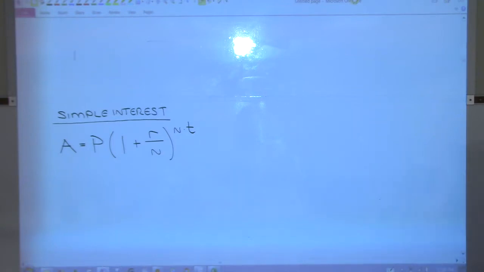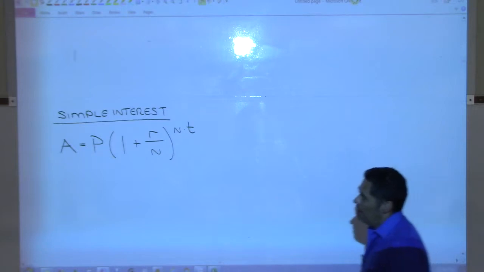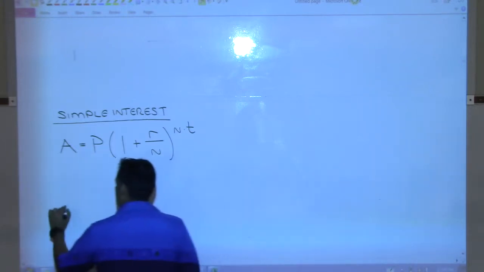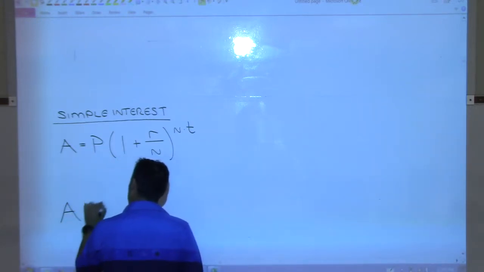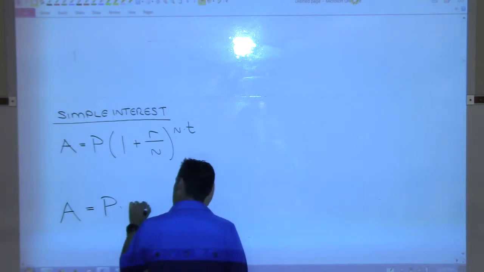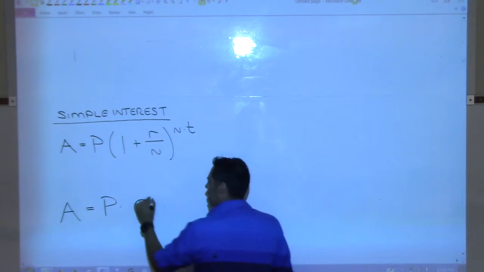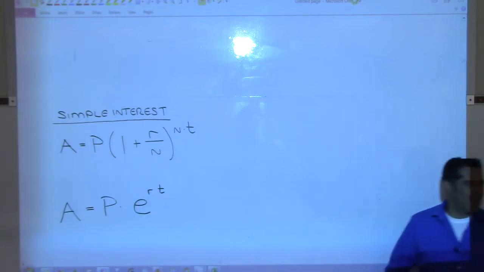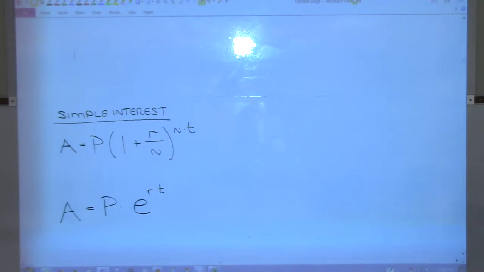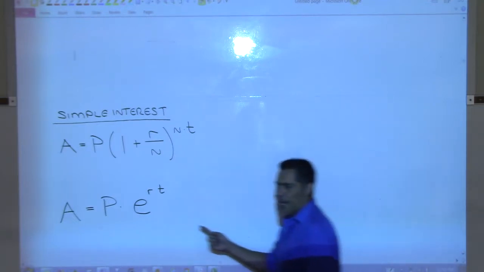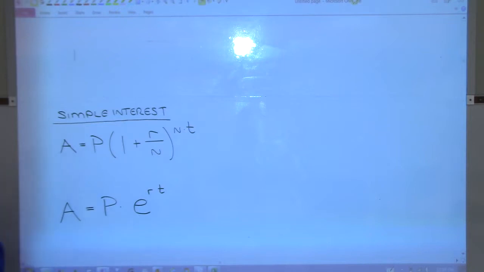Does that look somewhat nasty? The next formula, A equals P times E raised to the RT. Yeah, E. That's the E we were just talking about. Which of those two formulas looks less complicated? The second one. And this is the one that most banks use. But these are the two, and there are differences between the two. We need to talk about what all these letters mean. Let's go and do that.